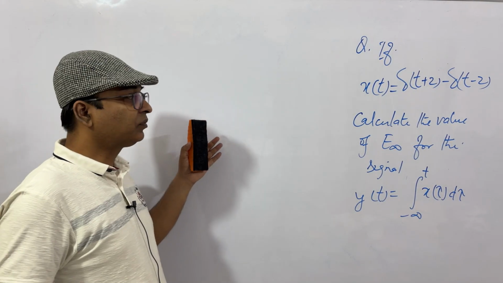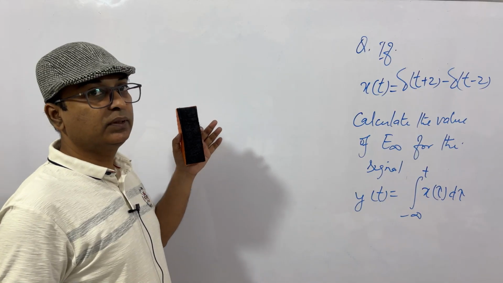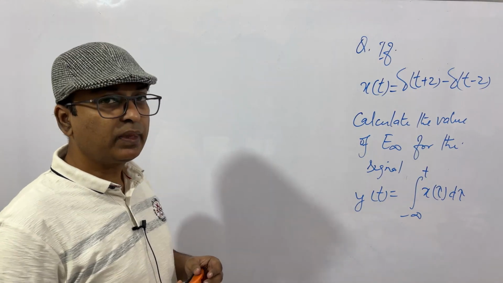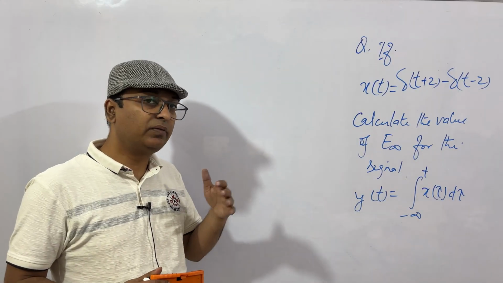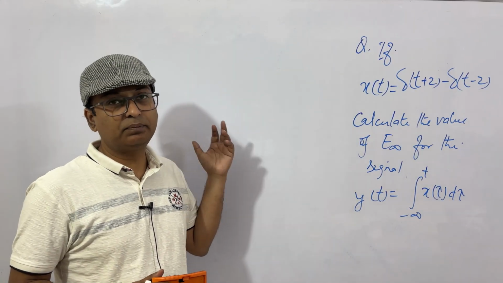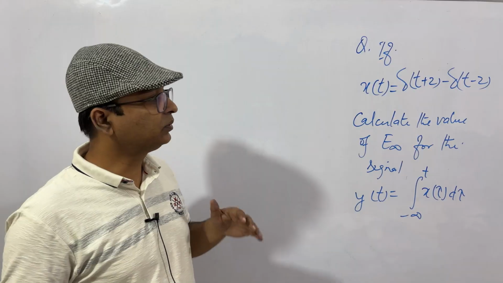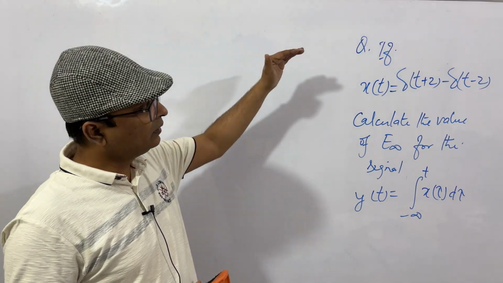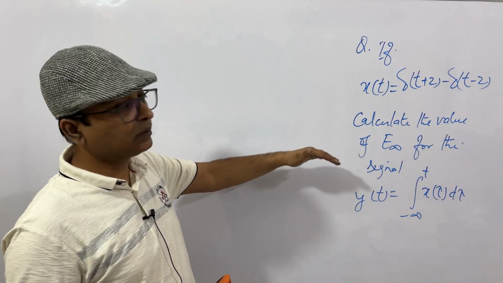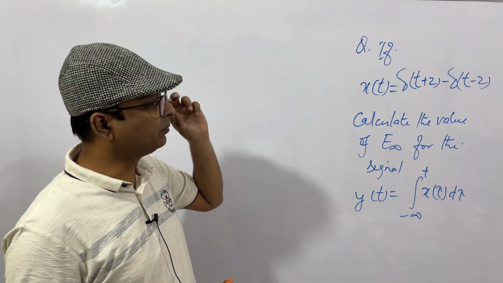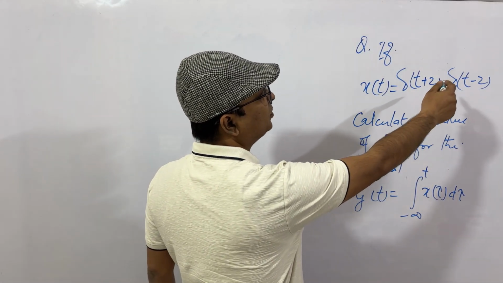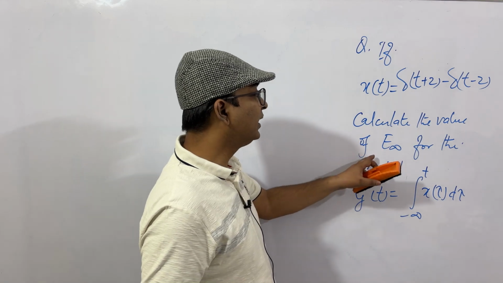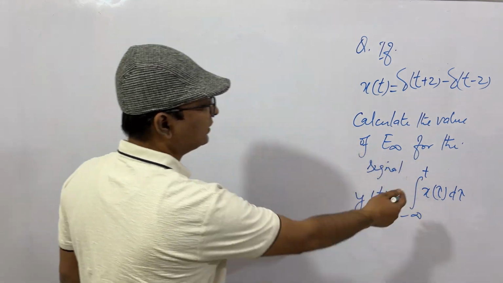Now, based on the concept of unit impulse and unit step, we can have so many questions, and we have seen such questions while solving so many examples in our first, second and third video. So you can correlate it. Here we'll see a very important question, a very important concept. This will clear your concept. It says if x(t) is δ(t + 2) − δ(t − 2), calculate the value of E∞ for this signal.